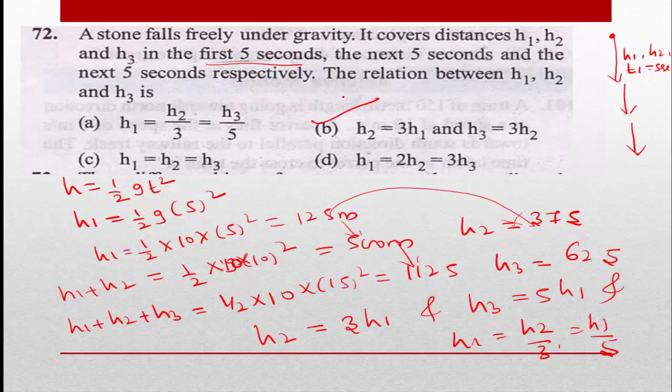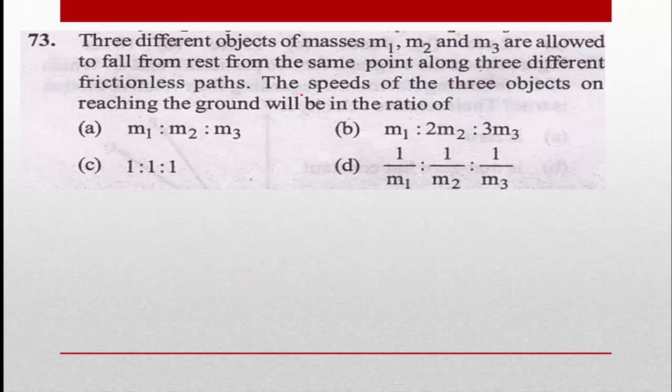Option B is the right answer. Sorry, option A is the right answer. h1 is equal to h2 divided by 3 and h3 divided by 5. Option A is the right answer. Make the correction: option A is the right answer.